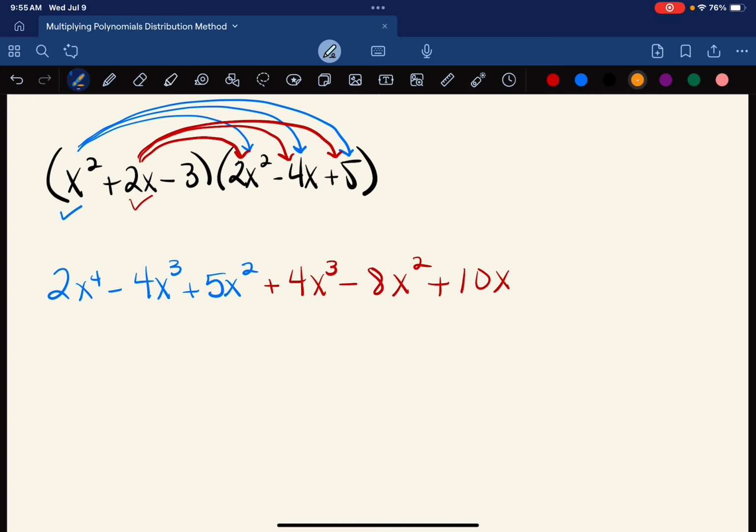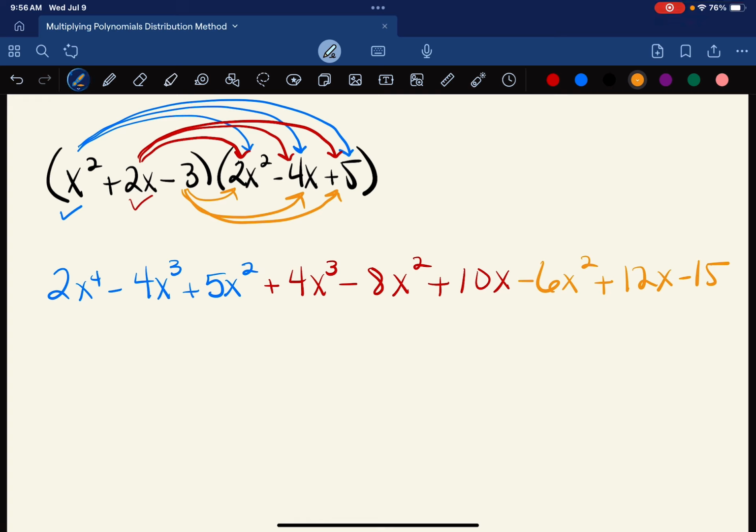Let's use gold. This minus 3. So minus 3 times 2x squared will give us a minus 6x squared. Then we have our minus 3 times our minus 4x, which will give us plus 12x. And then we have our minus 3 times this 5, which will give us a minus 15.